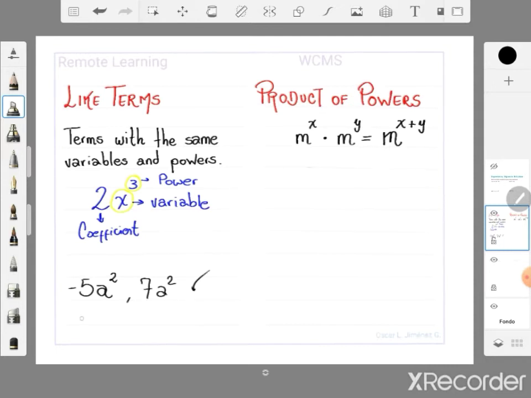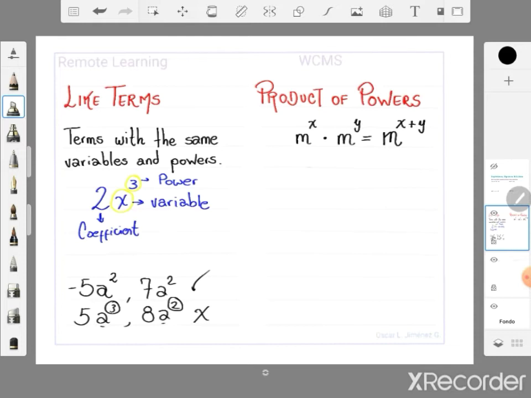But if you have something like 5a to the third power and 8a to the second power, do we have the same variables? Yes, we have a. But what about the powers? Check it out. We have the third power and the second power. So no, we don't have the same power. So these terms are not like terms, okay? So please remember, if you have the same variable and power, you have like terms.